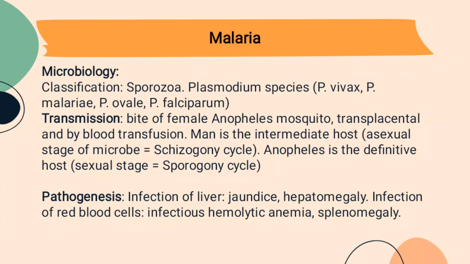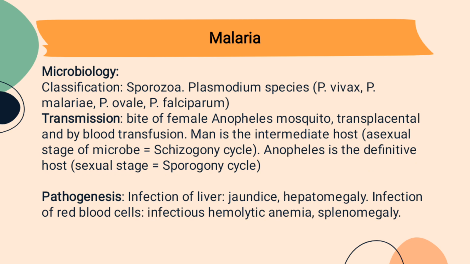For malaria, the microbiology classification is Sporozoa, Plasmodium species. Examples of this are P. vivax, P. malariae, P. ovale, and P. falciparum. The transmission is by the bite of the female Anopheles mosquito, transplacental, and by transfusion.